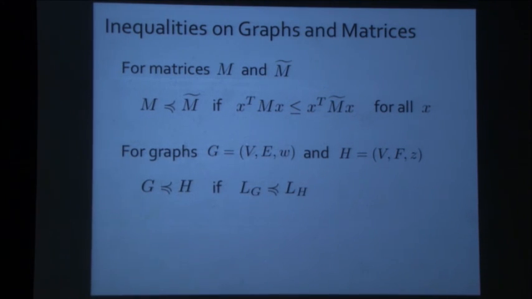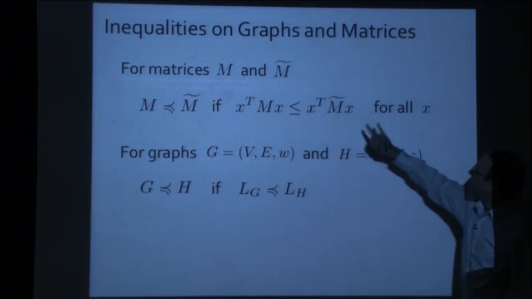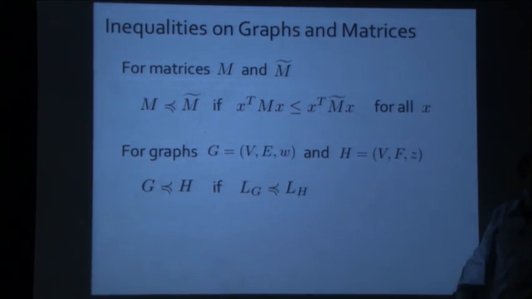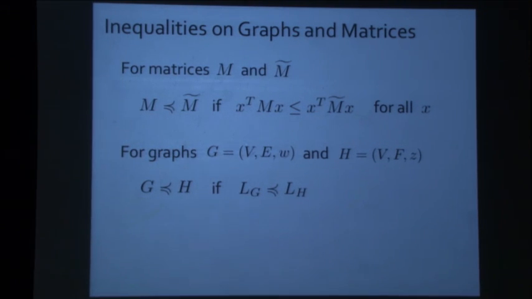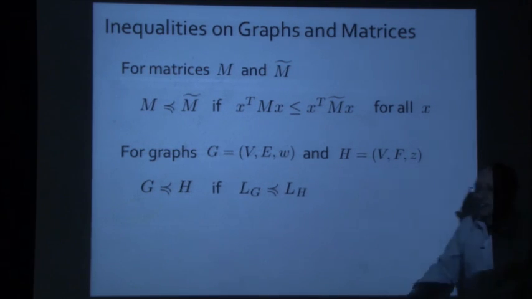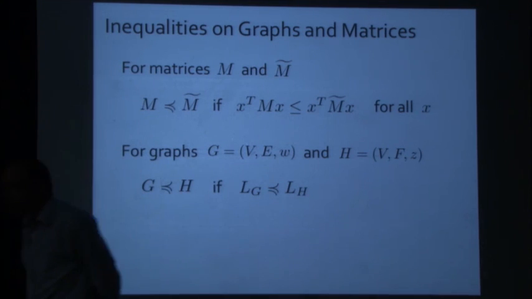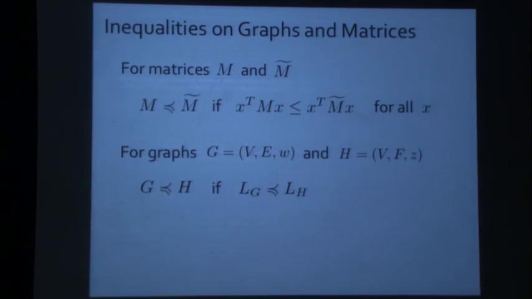This is equivalent to saying, some of you will be familiar with the fact, that M tilde minus M is positive semi-definite, sometimes called the Loewner partial order on matrices. OK, so this is a notion of what it means for one matrix to be less than or equal to another. I'm going to overload this notation and extend it to graphs. So I'll just say one graph is less than or equal to another if the corresponding Laplacian matrices satisfy the same inequality.